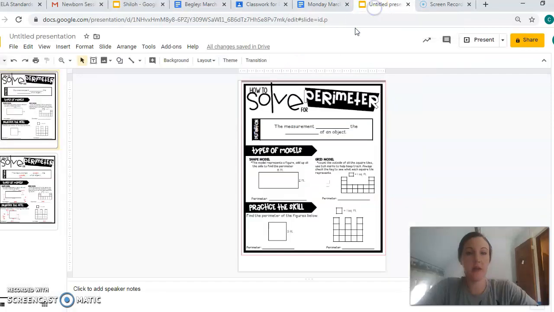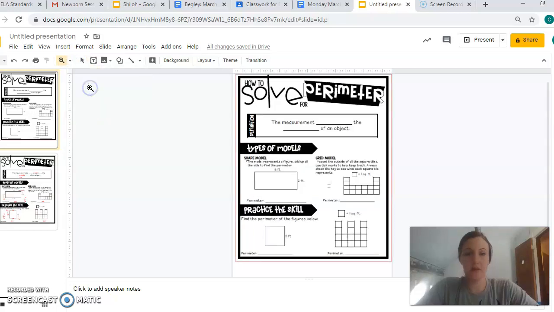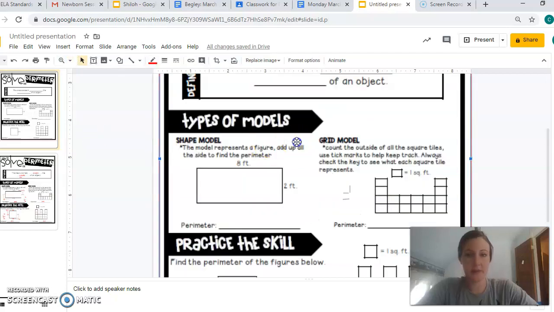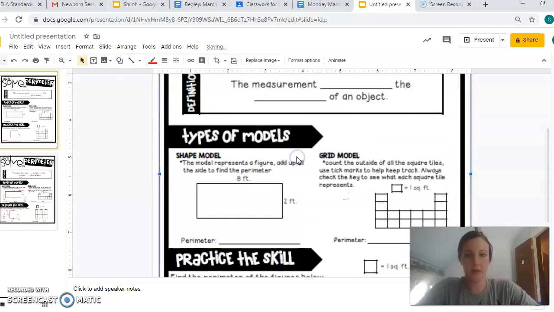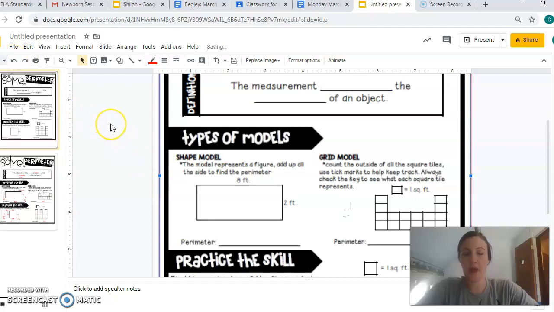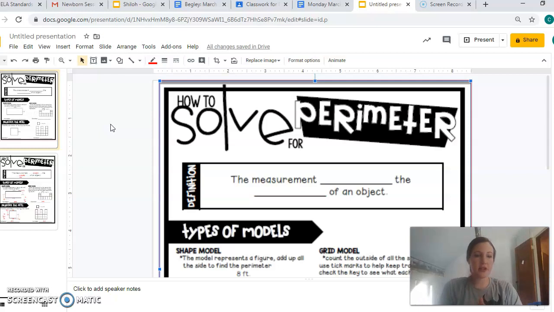Alright, so you should have a worksheet that looks like this. Let me zoom in. Okay, there we go, that's a little better. I'm going to try to demonstrate for you guys how to use Google Slides.